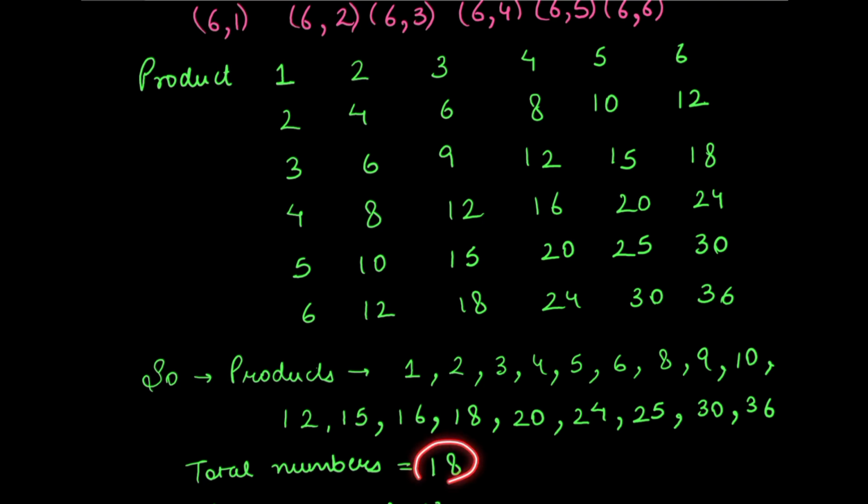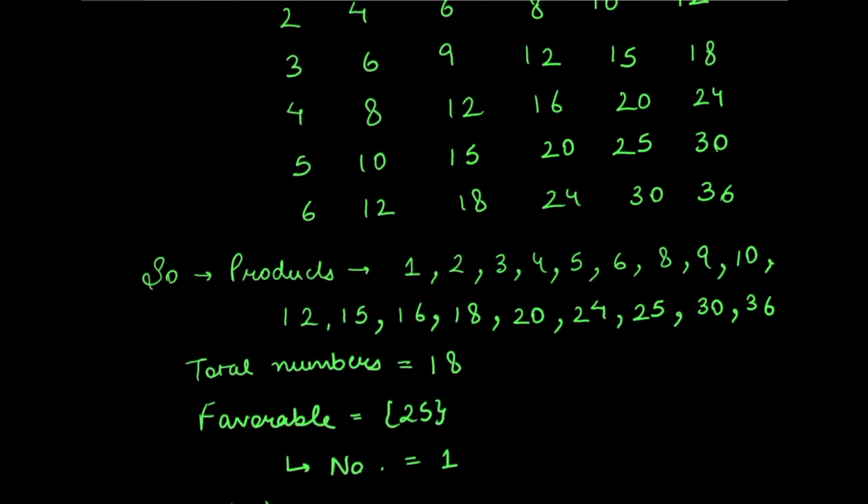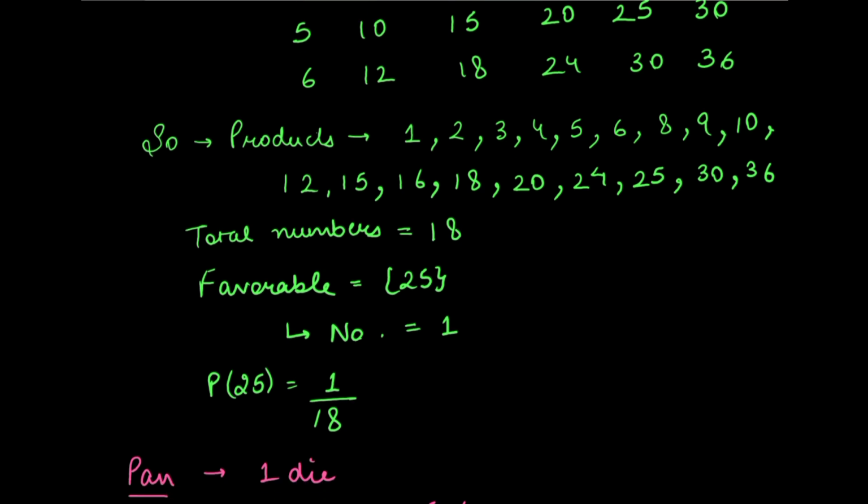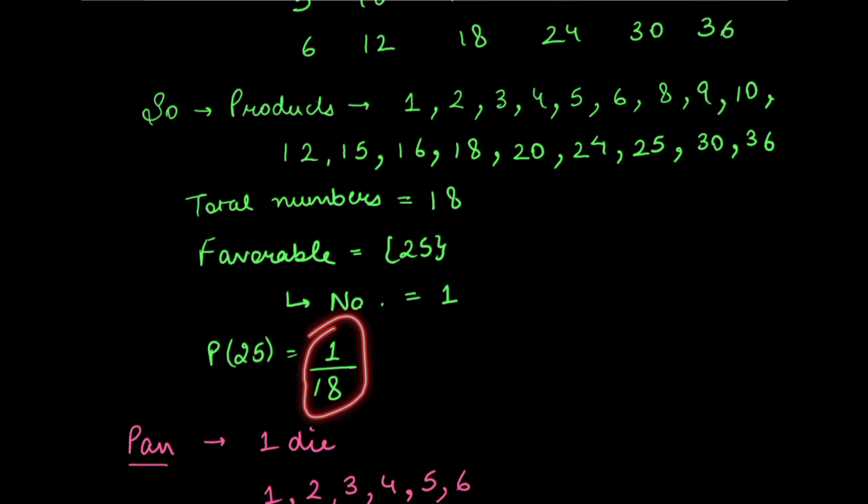So we get 18 outcomes. The number of favorable outcomes is 1, that is 25, and the number of total possible outcomes is 18. So this gives us the probability of getting a 25 as 1 by 18.